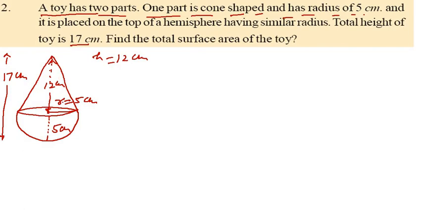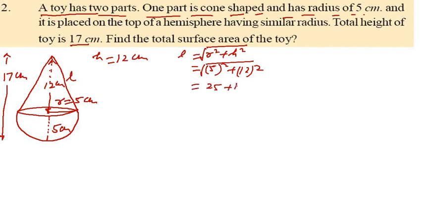So first of all we can find the slant height of the cone. So l is equal to the square root of r square plus h square. r is given as 5, so 5 square plus h is 12 square, under the square root. So it is 25 and here is 144. It becomes 169 and that is 13 centimeter.